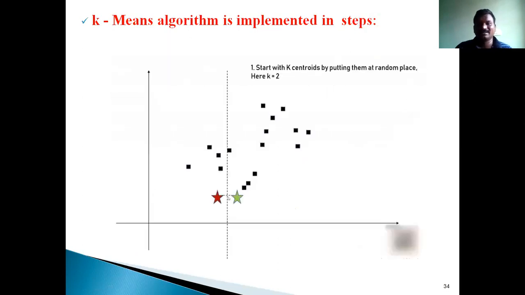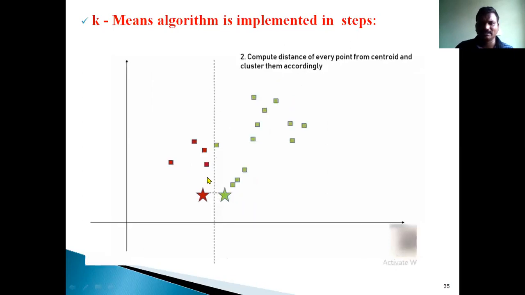And then k-means is implemented in different steps. First, k-means starts with k centers by putting them at random places. Here k equal to 2. Here the stars indicate the means of each cluster, divided into 2 clusters. And then compute the distances of every point from the centroid. Here the red star marks indicate the centroid.